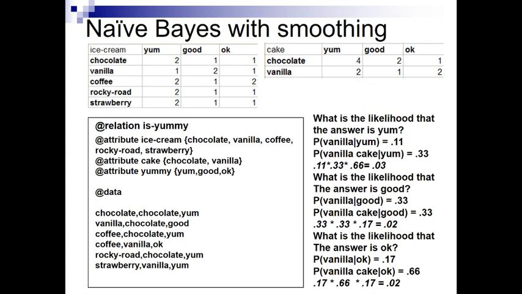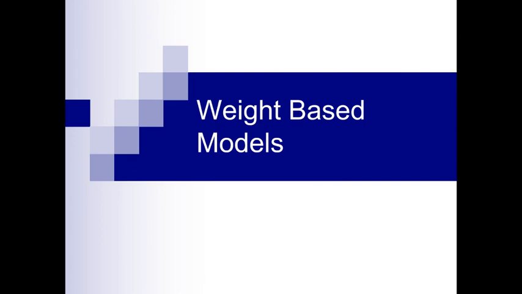Here what you see is that the conditional probabilities are based on the smooth counts, and therefore for vanilla cake and vanilla ice cream, we don't zero out any of our likelihoods, and so we do have a basis for making our decision, and finally we decide that this counts as okay. Okay, so we've gotten all the way through Naïve Bayes.